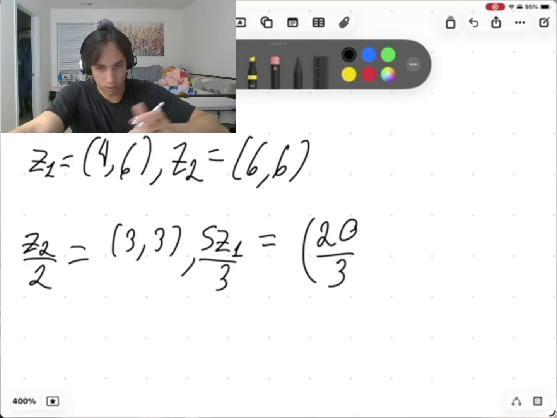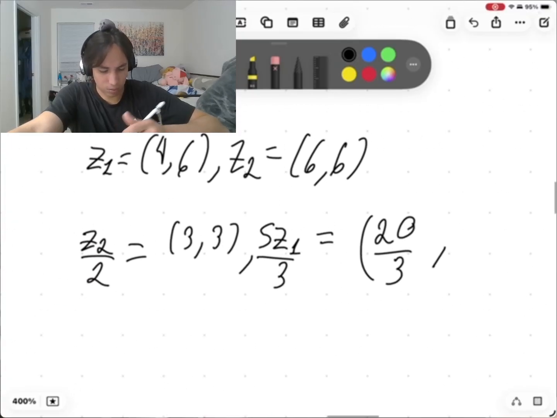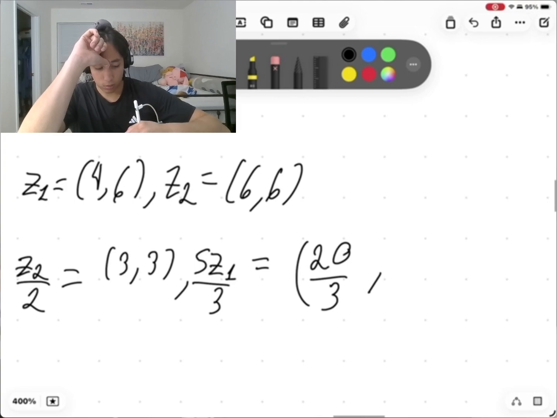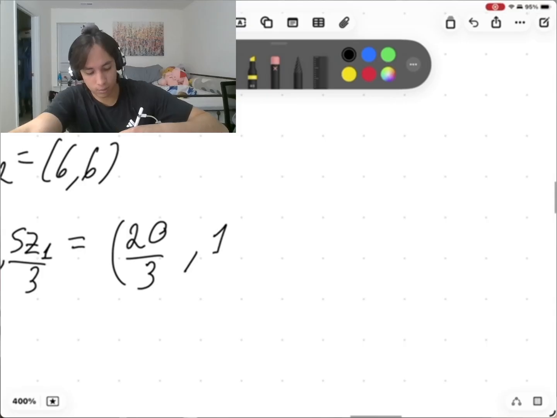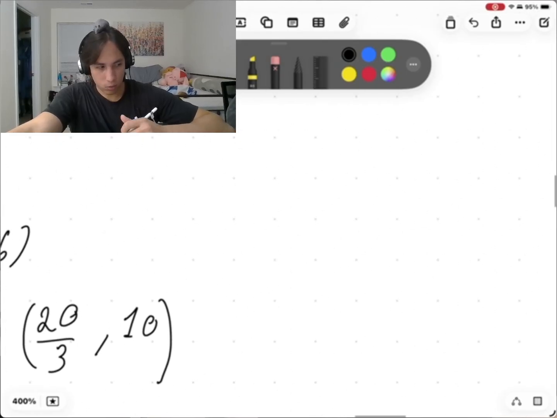And then 6 times 5 is 36. Divided by 3 is 23. Right? No, 13. Is it? Hold on. What? I'm having such a brain fog today. Z1. Alright. 5 times 6 is 30. Divided by 3 is 10. So, 5 divided by 3. 10. What's 20 divided by 3? Let's do some quick math.